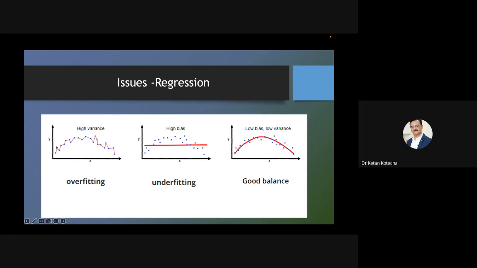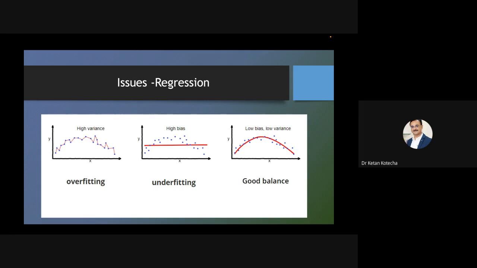Why? Because here there is too much juggling. There is no generalization. So here what you can expect is that your training accuracy will be 100%, because the training data is fitting 100%. But what will my testing accuracy be?